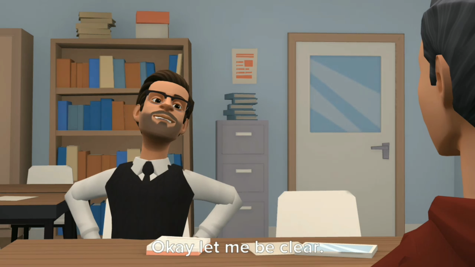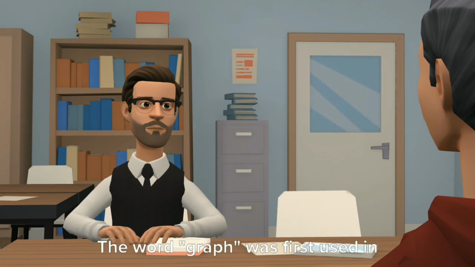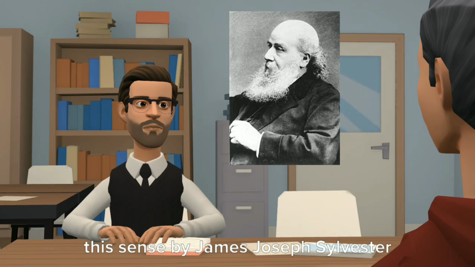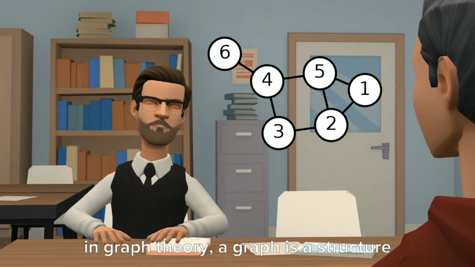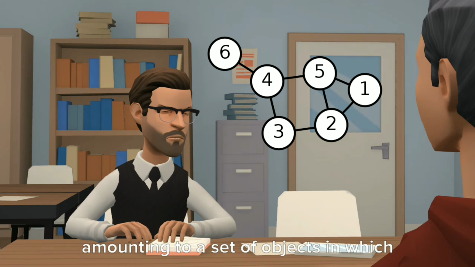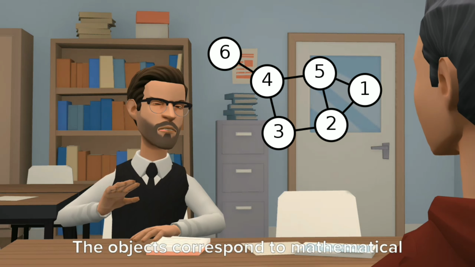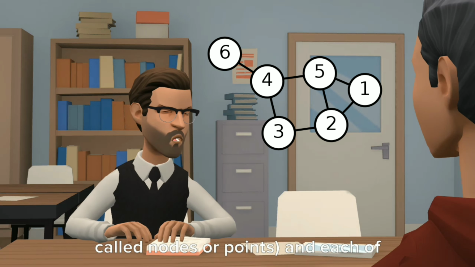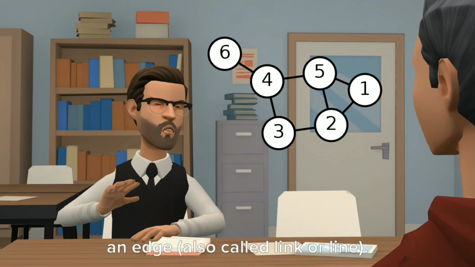Okay, let me be clear. Graphs are the basic subject studied by graph theory. The word graph was first used in this sense by James Joseph Sylvester in 1878. So, in mathematics, and more specifically in graph theory, a graph is a structure amounting to a set of objects in which some pairs of the objects are in some sense related. The objects correspond to mathematical abstractions called vertices, also called nodes or points, and each of the related pairs of vertices is called an edge, also called link or line.